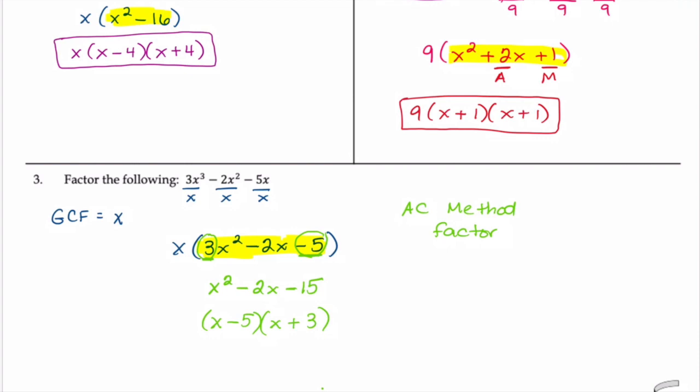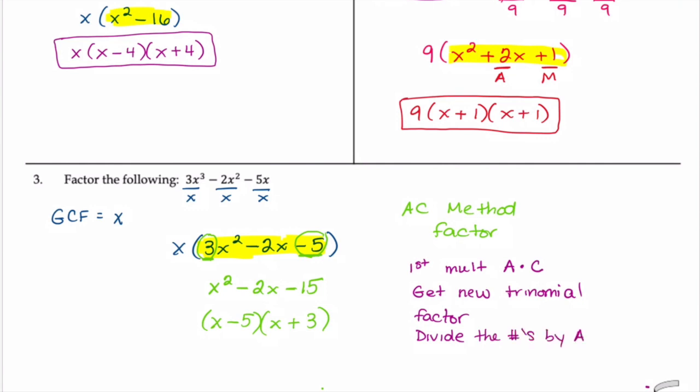Now we do have to remember that my original trinomial was not this pretty one. It was this more complex one. So at this point, you're going to bring back the a piece. So you first multiply the a times c, get a new trinomial, factor it, and now divide the numbers by the a.